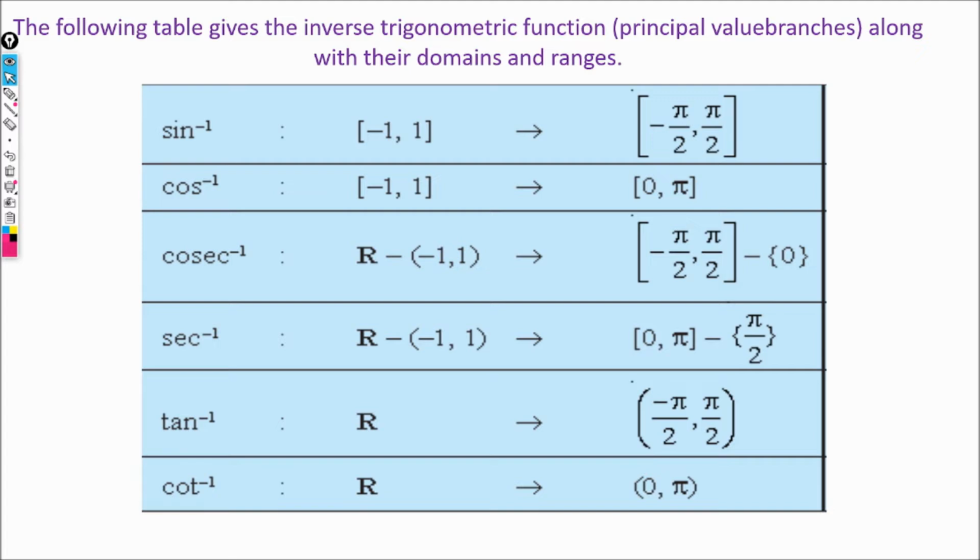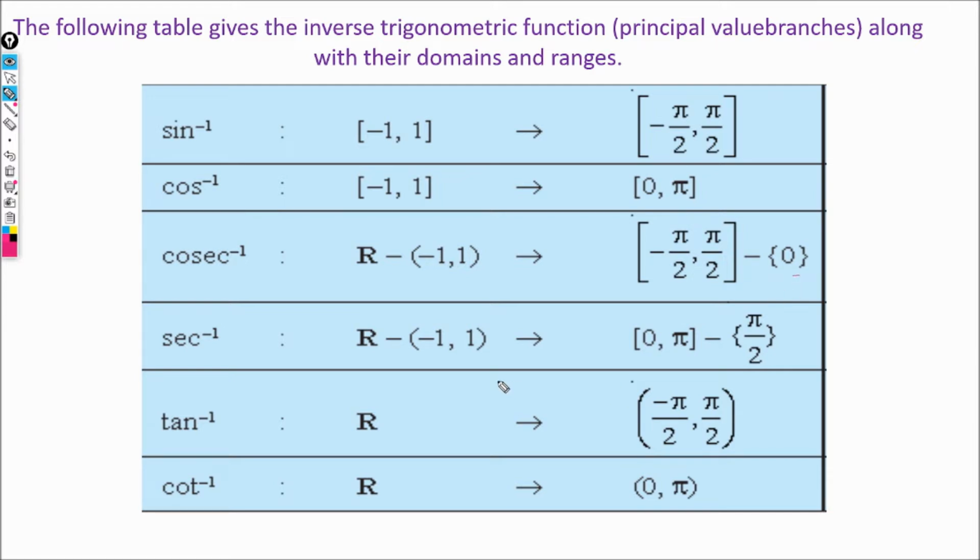So the domain of sine inverse function is the closed interval -1, 1 and its principal value branch is the closed interval -pi/2, pi/2. Cos inverse function, its domain is the closed interval -1, 1 and its principal value branch is the closed interval 0, pi. The domain of cosec inverse function is R minus the open interval -1, 1 and its principal value branch is the closed interval -pi/2, pi/2 minus {0}.